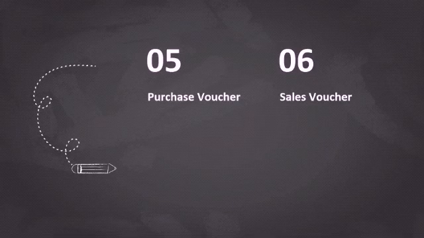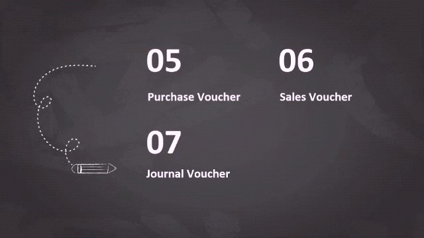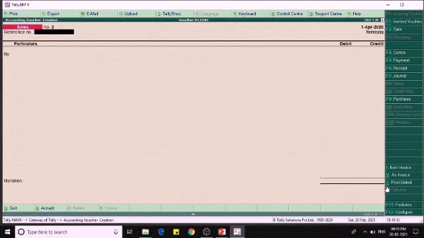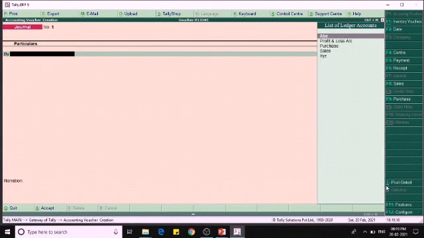And the next type of voucher is journal voucher. This journal voucher can accommodate any type of transaction, but it is meant for the credit purchase or the credit sale of assets, account transfers, book payable and book receivable, and the rectification of errors. Okay, for example, F7 is the shortcut key for journal voucher creation.